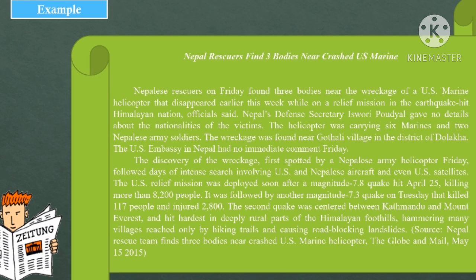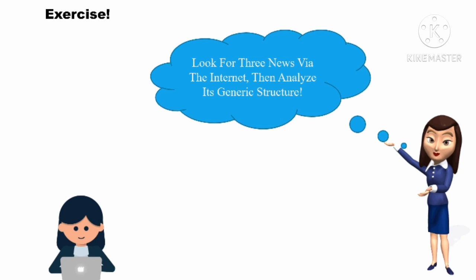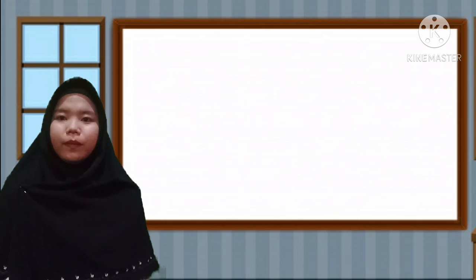This is another example of news item text. And this is the analysis of the example. Exercise: look for 3 news items via the internet, then analyze their generic structure.